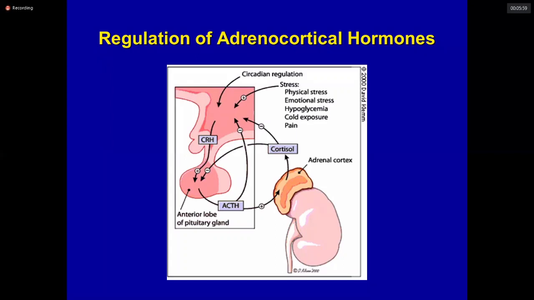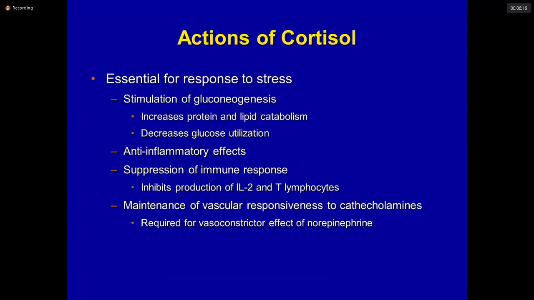To remember this information, we will be using that point in order to interpret some of the dynamic testing for the adrenal axis in order to find out if the adrenal is working appropriately. Now, what are the actions of cortisol?